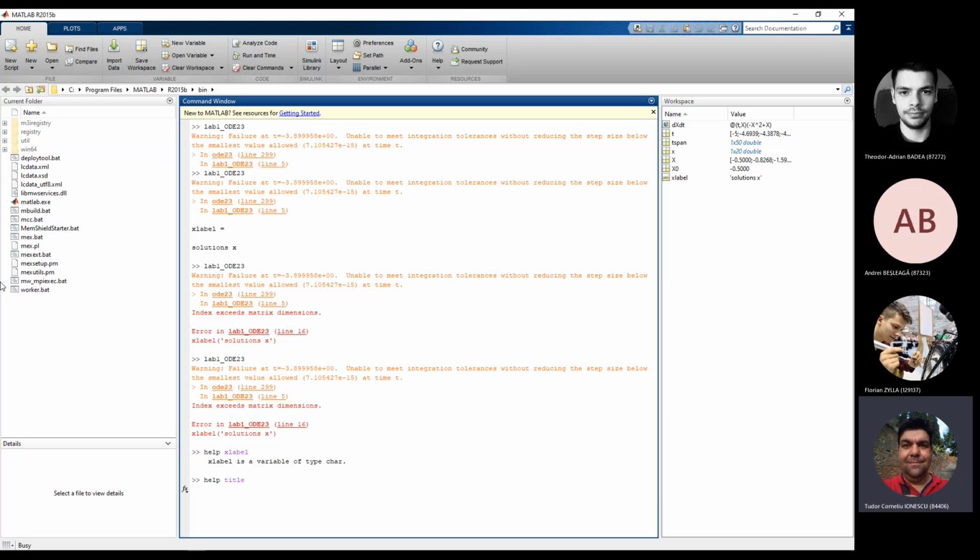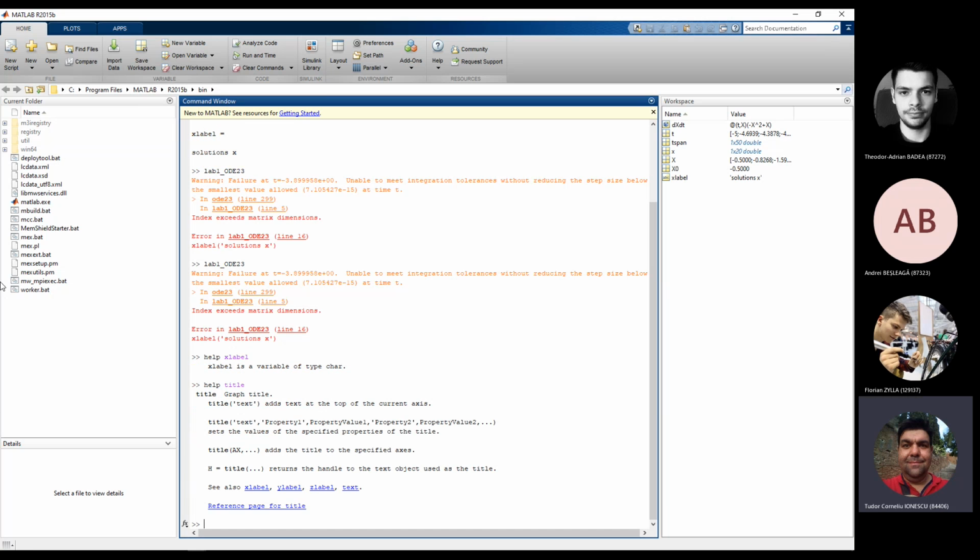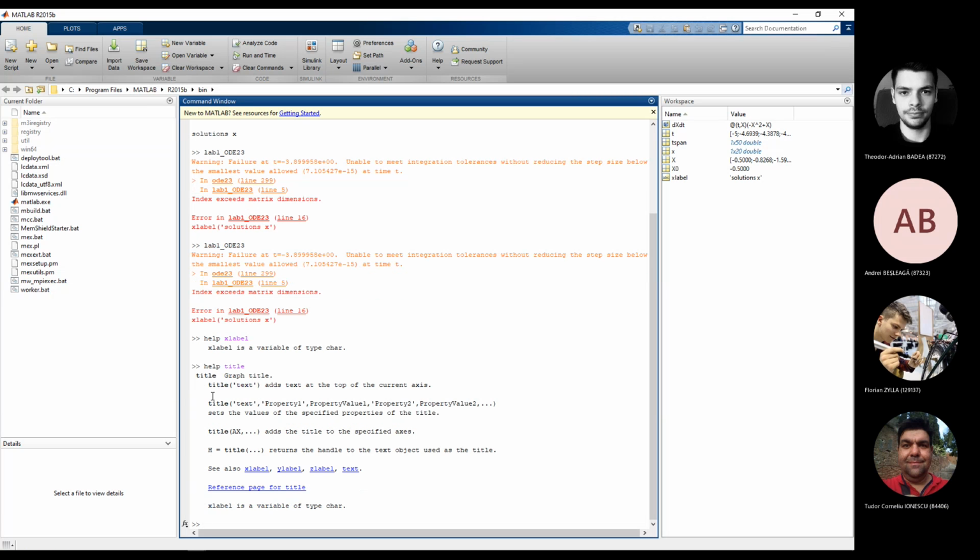Hold on a second. What am I doing wrong here? Title. Okay, that's clear. X label is a variable of time character. What's that supposed to mean?